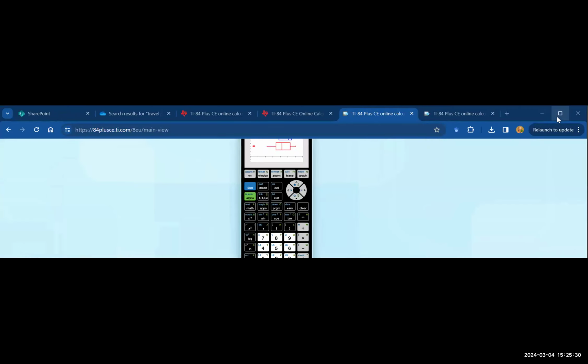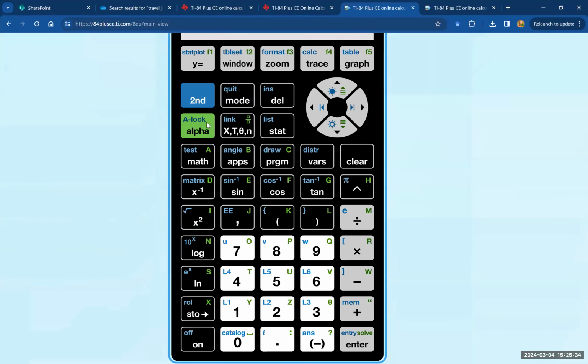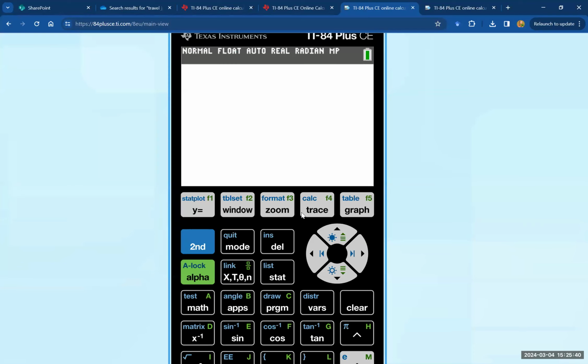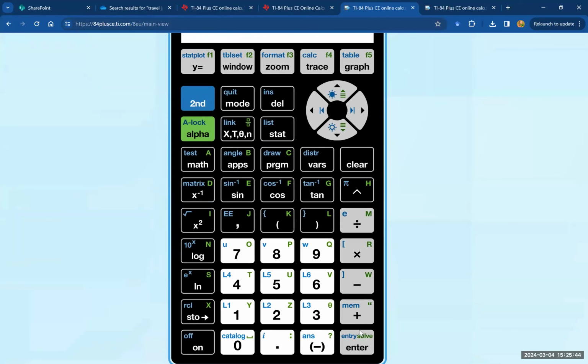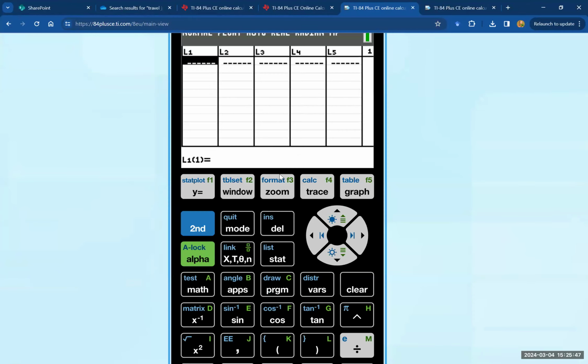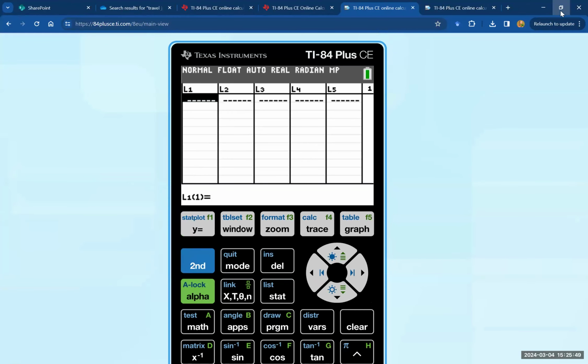So to enter the data, first of all, I'm going to clear this. So I'm going to do second plus 7, 1, 2. That just allows me to clear the RAM, and then I'm going to go to stat, and then I'm going to go to enter, and now I have blank columns to work with, and I'm going to just start entering the data.